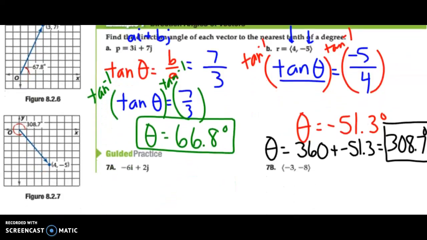And so you'll see right here, when we have component 3, 7, we get, this is actually wrong, it's supposed to be 66.8 degrees. And then right here, same thing. Okay, component 4, negative 5, it's down in the 4th quadrant. My rotation is 308.7 degrees. Okay, here's a couple guided practice problems you can try on your own as well.